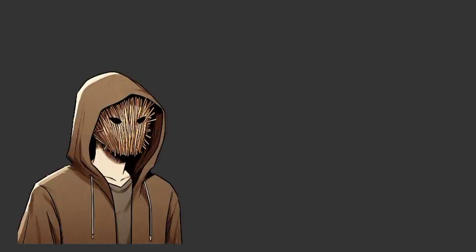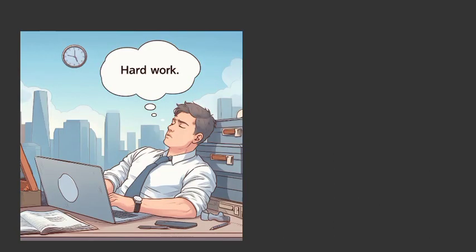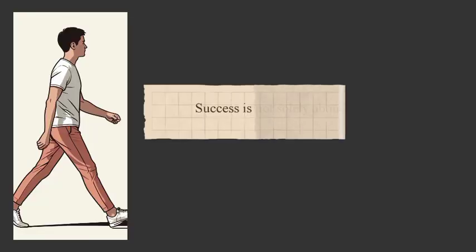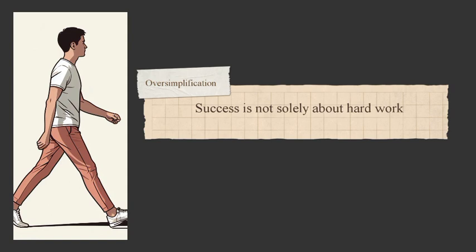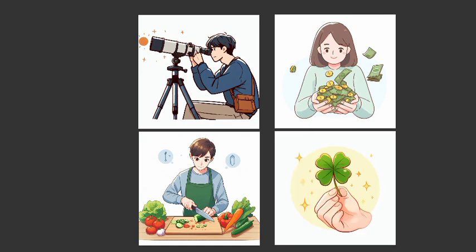3. The hollow man. An opponent deliberately oversimplifies an argument to make it easier to attack. For example, someone asserts, "The only thing you need to do to succeed in life is just work hard." This statement significantly oversimplifies the complexity of success, suggesting that it's solely about hard work, while in reality, success often involves various factors beyond hard work, such as opportunities, skills, resources, and sometimes even luck.